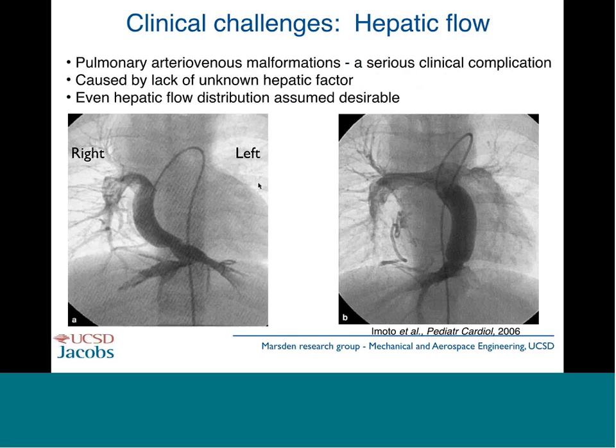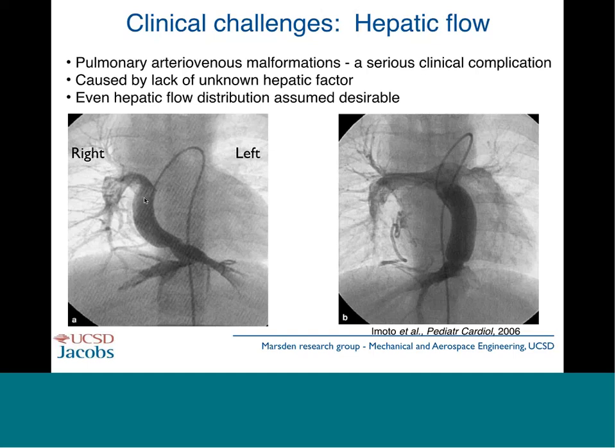One of the clinical challenges that's faced with these patients is something called pulmonary arteriovenous malformations. This is a relatively serious clinical complication, and it's caused by the lack of a yet unknown hepatic factor. This is a factor that's coming from the liver and is delivered to the lungs via this IVC pathway, the inflow from the lower body portion of the Fontan junction.